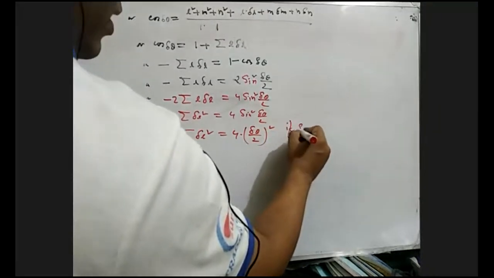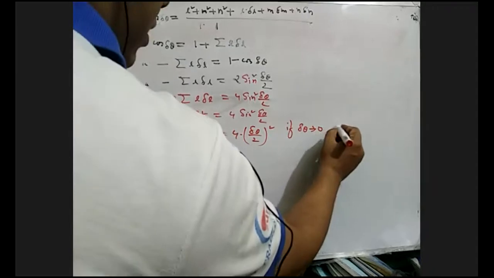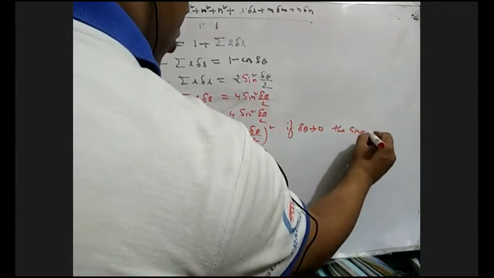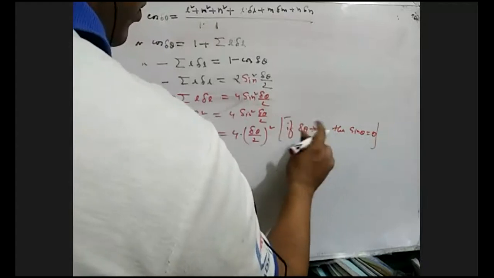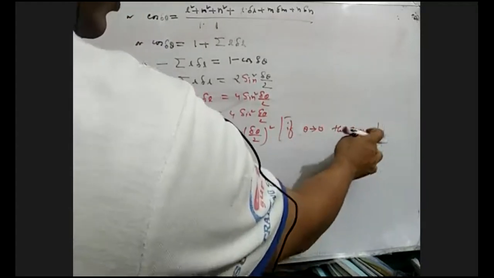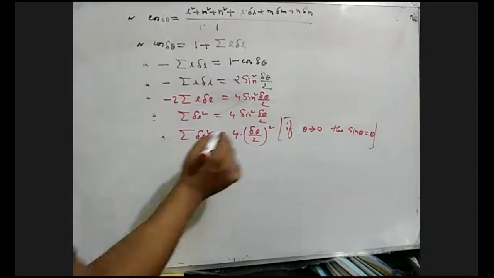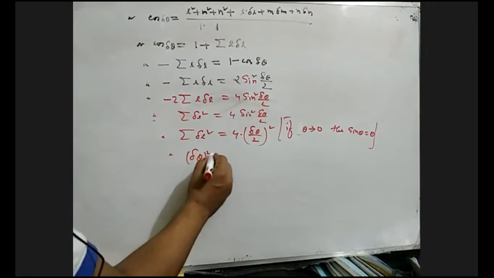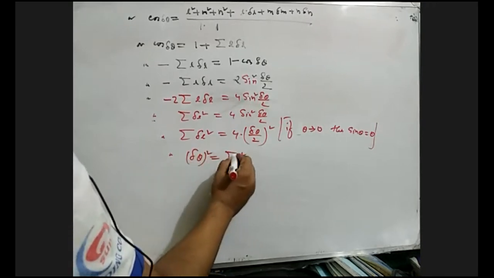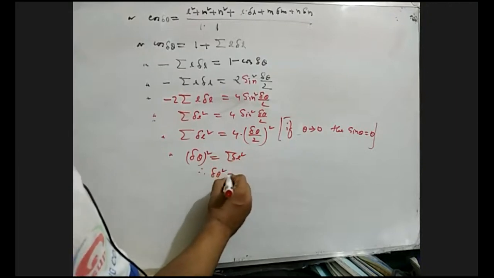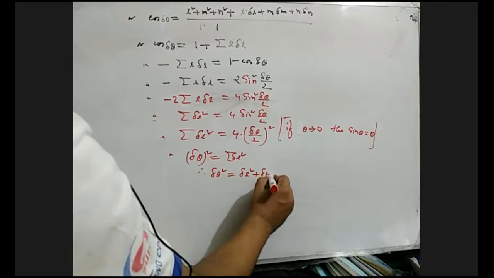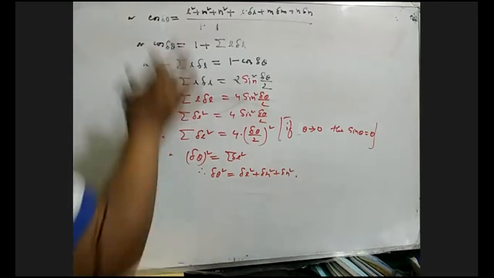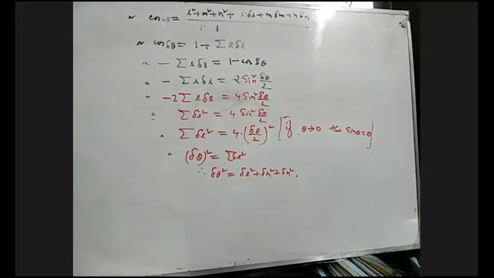If del theta tends to 0, then sin theta equals what? Theta. Do you know? If theta tends to 0, then sin theta equals theta. Remember it. In this case, we can write this one. So del theta whole square equals summation del L square, so del theta whole square equals del L square plus del M square plus del N square. This is the required proof.